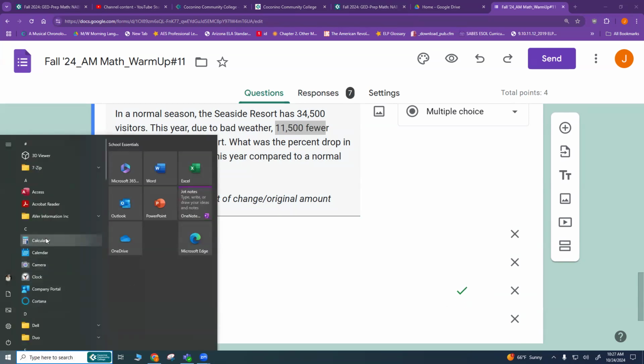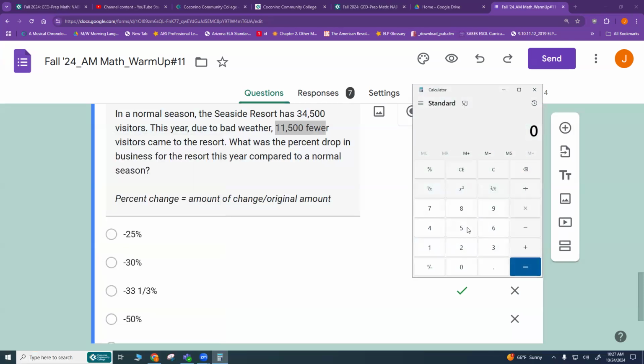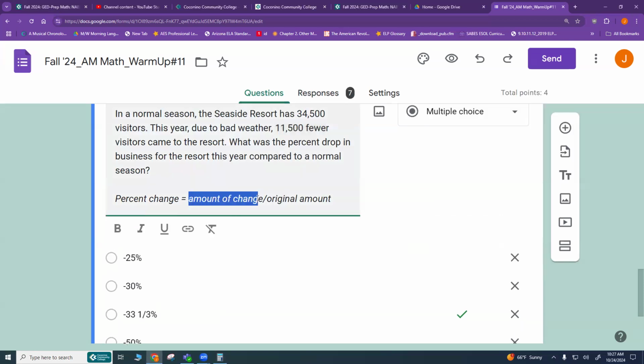So they actually saved us a step that we were usually having to do, which was to subtract the two values to get the amount of change. But here they tell us directly the amount of change because they tell us how many fewer visitors came. So only 23,000 came this year, okay? But we need this number here, the difference between the original amount and the new amount, which is our amount of change.